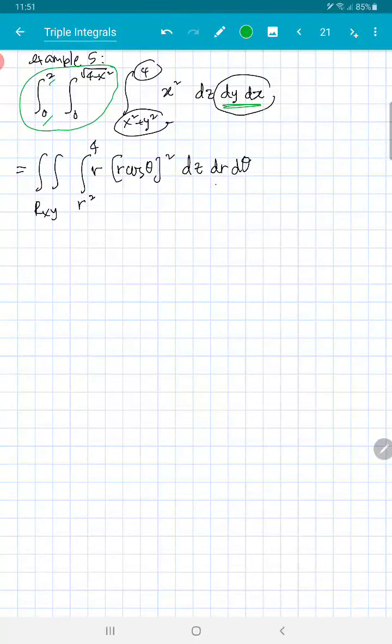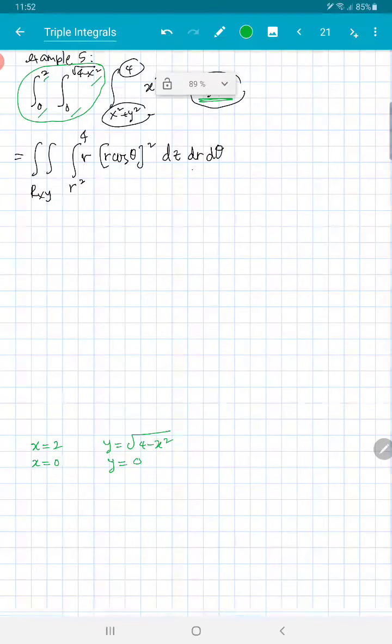Okay, all right, so here we have 0 and 2. 0 and 2 are the limits for x, so we can come up with the 2 equations. We have x equals 2, from the upper limit of x, and x equals 0, from the lower limit of x. And here we have the upper and lower limits for y. The upper limit for y is square root of 4 minus x squared, and the lower limit is y equals 0. Now we can sketch the 4 equations.